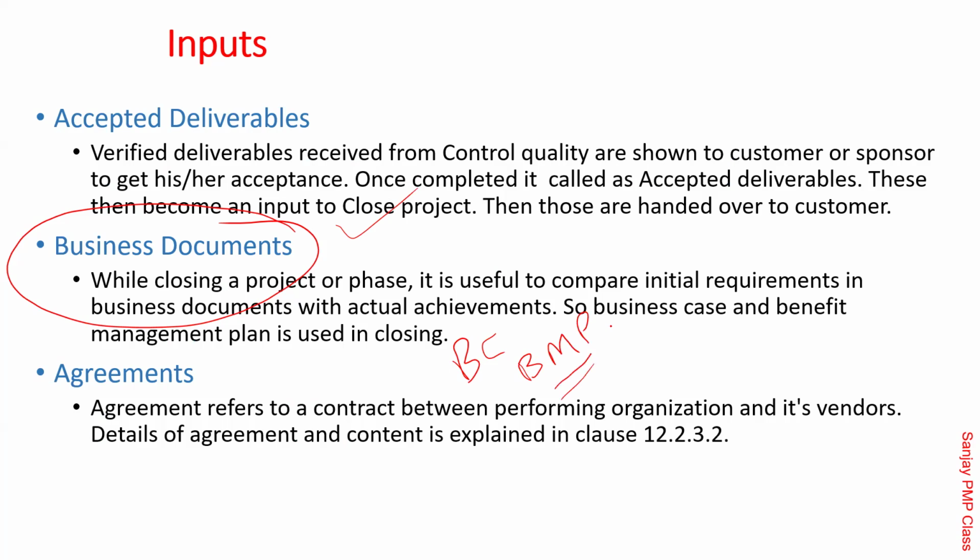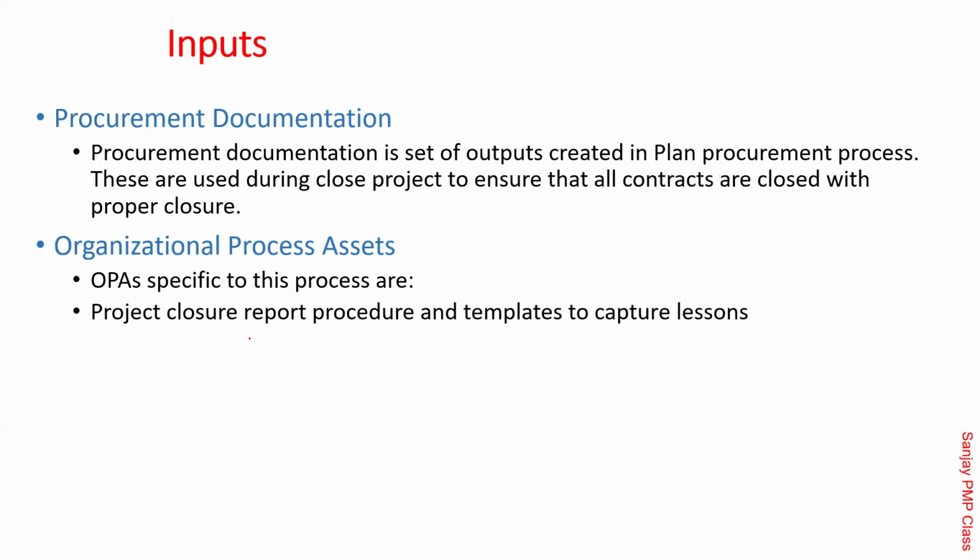Sir, to compare whether the objective has been achieved or not. Exactly. You have to compare what was our plan and what out of that we have achieved. So it's a good idea to compare it with that. Then sometimes agreement closure, there are some agreement related criteria as well, so you should go ahead and refer to them. Then comes procurement documentation. Because as I told you, there are two sides, vendor side also.